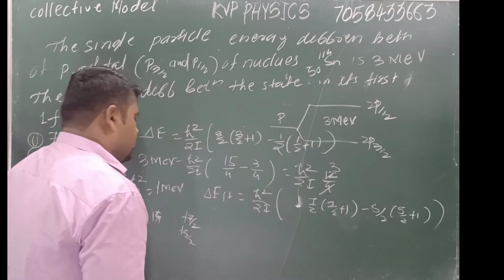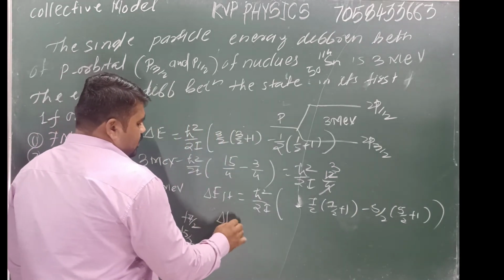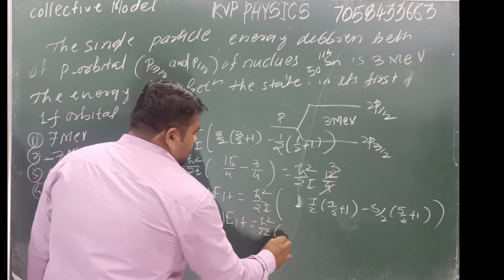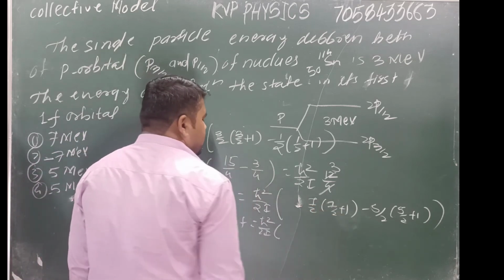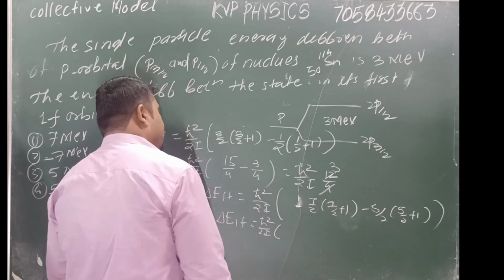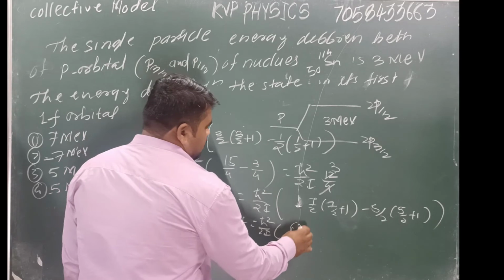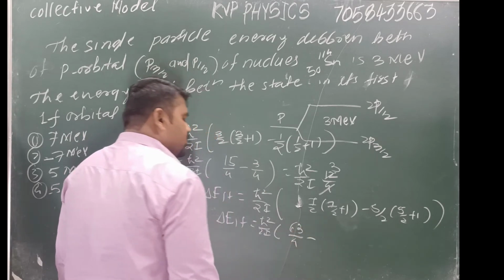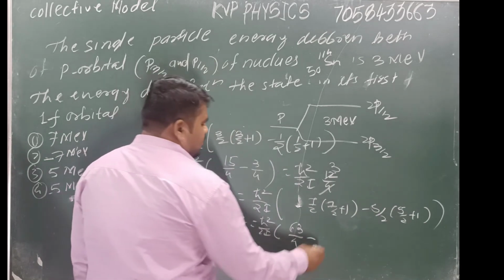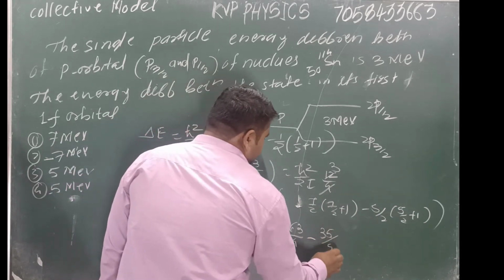Delta E of 1f is equal to ħ²/2I times this. 7/2 plus 1 is 9/2, so 9/2 into 7/2 is 63/4. The second one is 5/2 plus 1, which is 7/2, so 7/2 into 5/2 is 35/4.